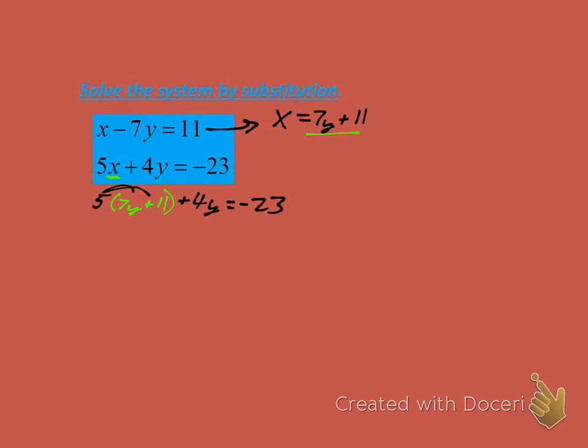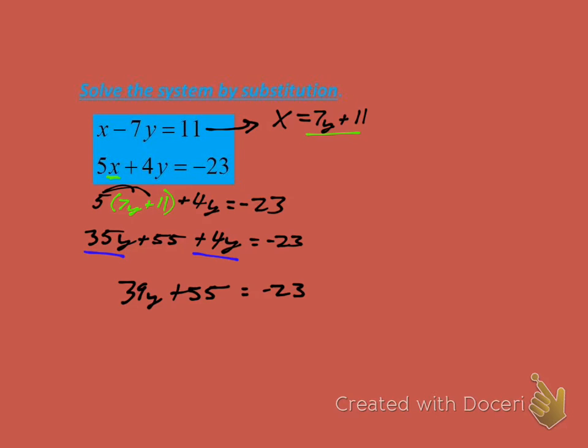And then after that, it's the same steps as we just did, okay? And that's pretty much how they always go. You solve, you distribute, so 35y plus 55 plus 4y equals -23. You got like terms to combine almost every time. Should be every time. So 39y plus 55 equals -23.